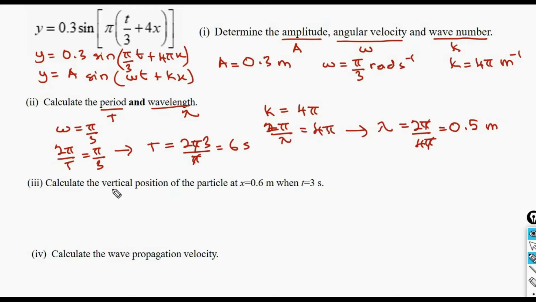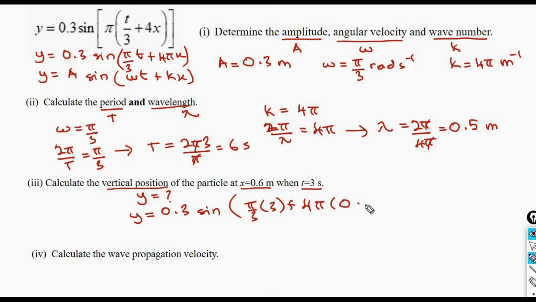Okay, next, calculate the vertical position of the particle at x 0.6 meters when t equals 3 seconds. In this case, vertical position means the value of y. So you substitute these two values into this equation. y equals 0.3 sine, omega is pi over 3, t is 3, plus 4 pi, and x is 0.6. So you calculate, you get negative 0.29 meters.